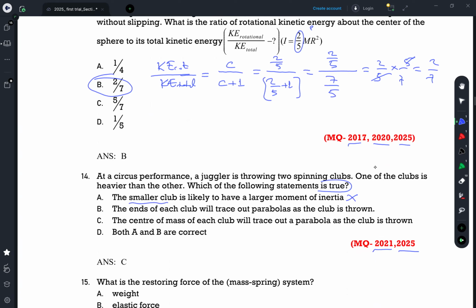This is not correct. Ends of each club will trace out parabolas. No, ends follow circles. If you rotate an object in air, its end follows circles. So this is not correct. Central mass of each club will trace out parabolas. This is correct because you throw an object up into the air. It doesn't matter what kind of object it is. It will follow a parabolic path.